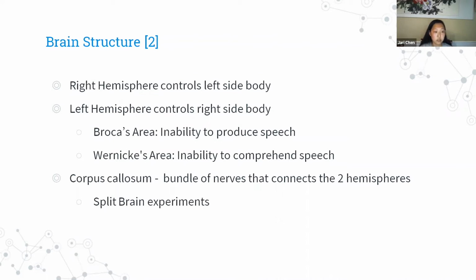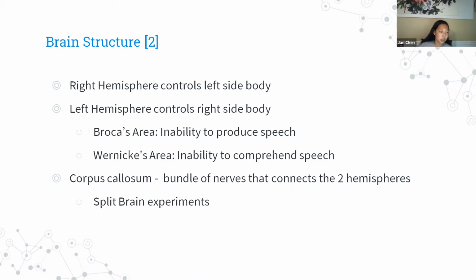In the left hemisphere, there's also a special area that controls your speech. Broca's area and Wernicke's area both contribute to how you understand and produce speech. Then there's this important part in the middle of the brain called the corpus callosum, which connects the two hemispheres. This is not all of the brain structures, definitely not all of them, but these are just a couple that I think are the biggest and most interesting.